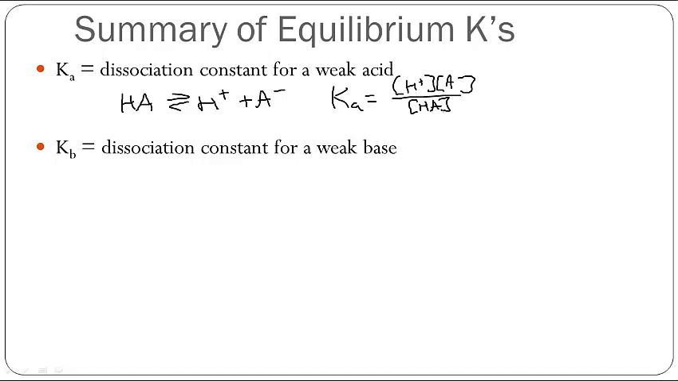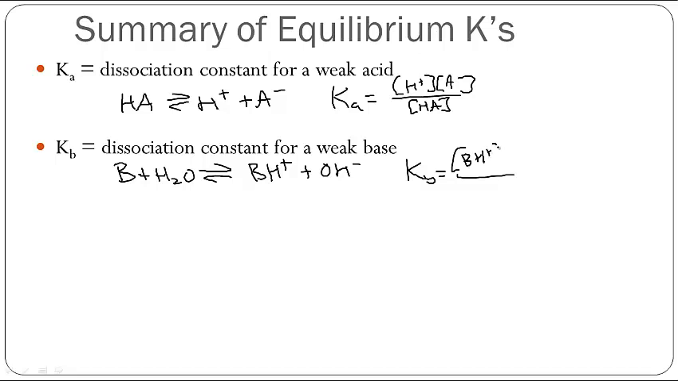Okay. So, Kb. B plus H2O. It should be right in that top box. All right. Makes BH plus OH minus. And what's the Kb for this? Just shout it out. So remember, it's always products over reactants, but you have to know the correct chemical equation.